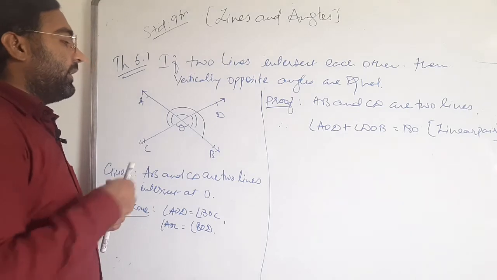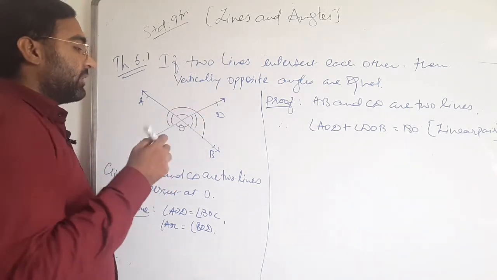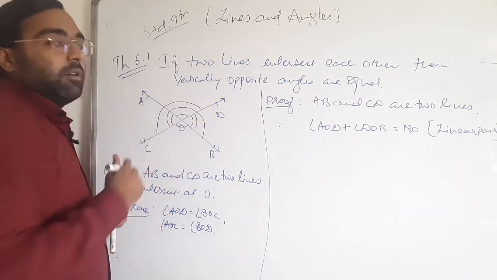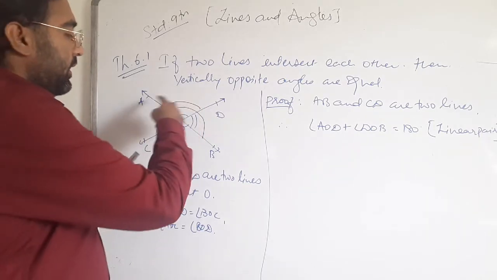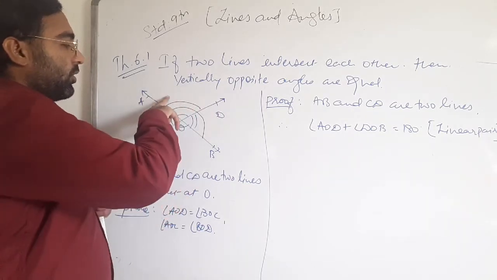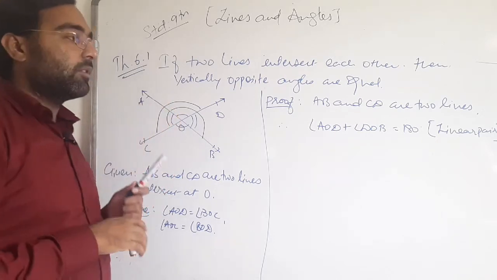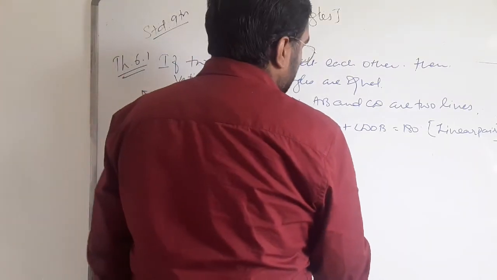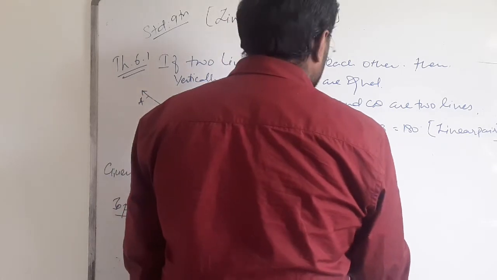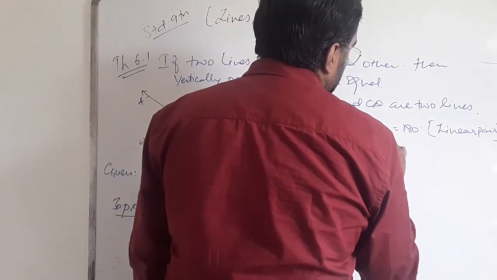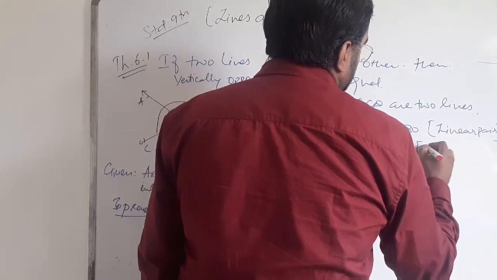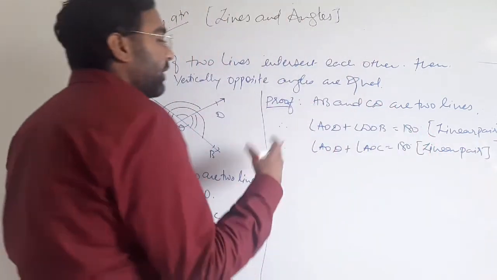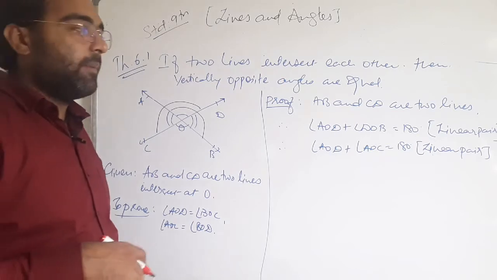Now if I take CD as a line, therefore AOD and AOC also make 180 degrees, because CD is a straight line. Therefore I'll write angle AOD plus angle AOC is equal to 180 degrees. That's also a linear pair. Now we have to solve them.